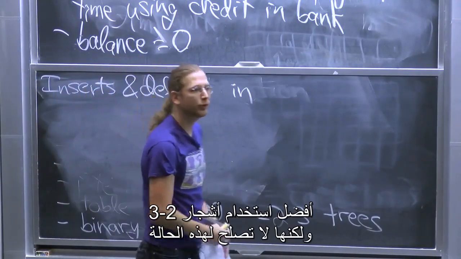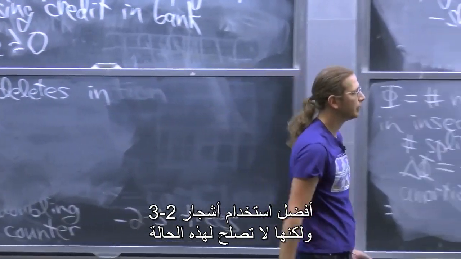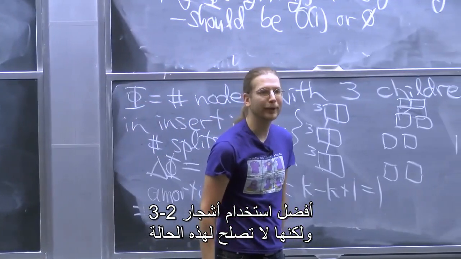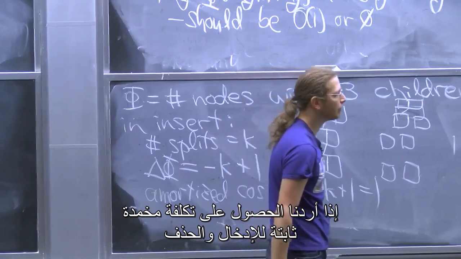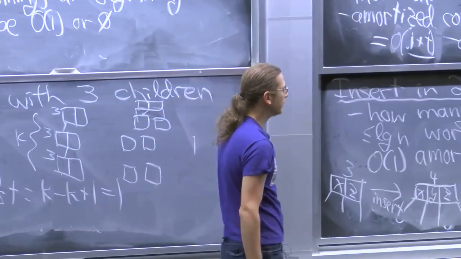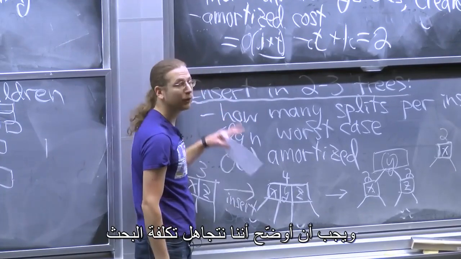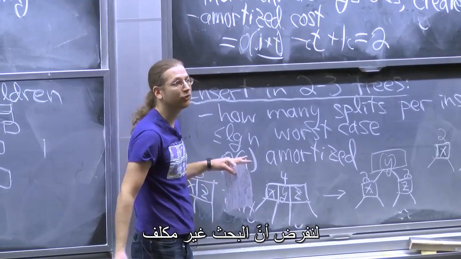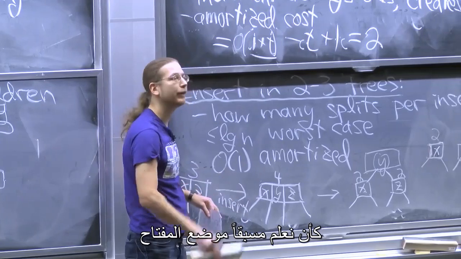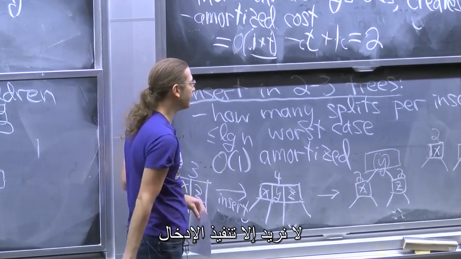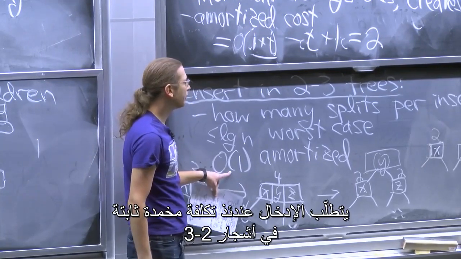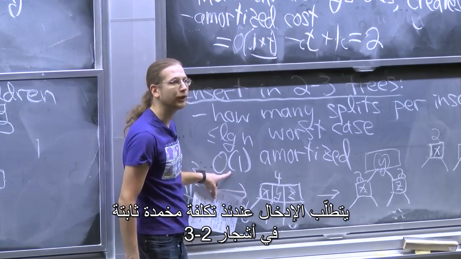I'd like to do 2-3 trees, but 2-3 trees don't work. If I want to get a constant amortized bound for inserts and deletes, I got a constant amortized here for inserts. I should be clear, I'm ignoring the cost of searching. Let's just say searching is cheap for some reason. Maybe you already know where your key is, and you just want to insert there. Then insert only costs constant amortized in a 2-3 tree.